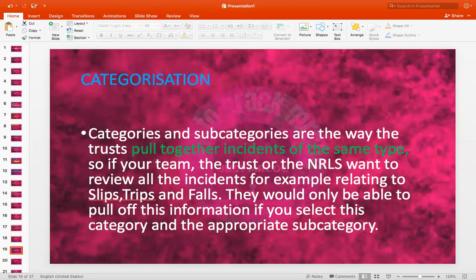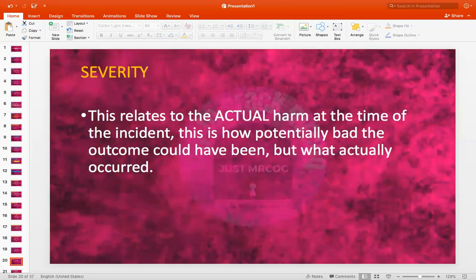Now the categorization and the subcategory is very important to pull together incidents of the same type. I'll let you know what it means. Now the severity. This relates to the actual harm at the time of the incident. Actual harm is not how potentially bad the outcome could have been, but what actually occurred. So this is the severity.